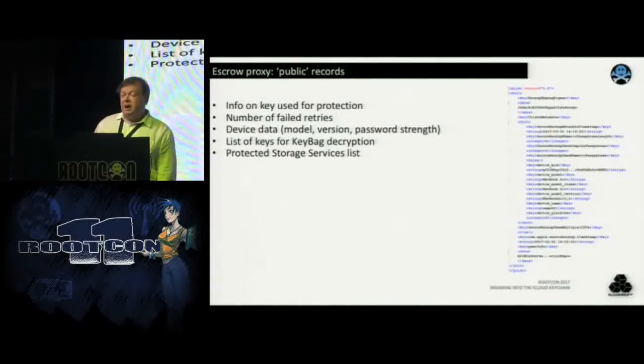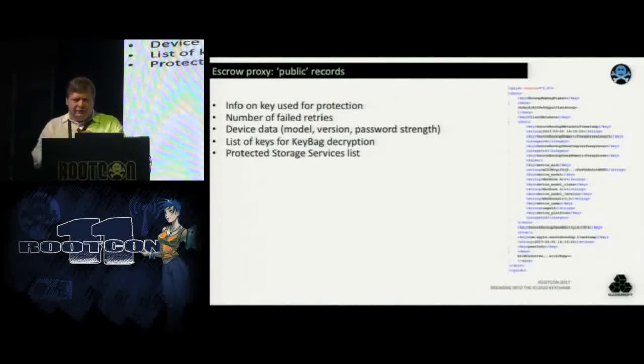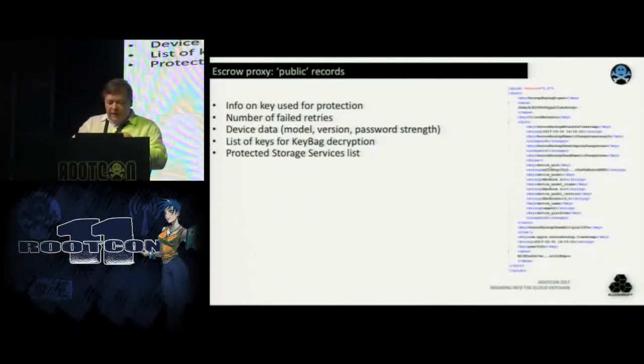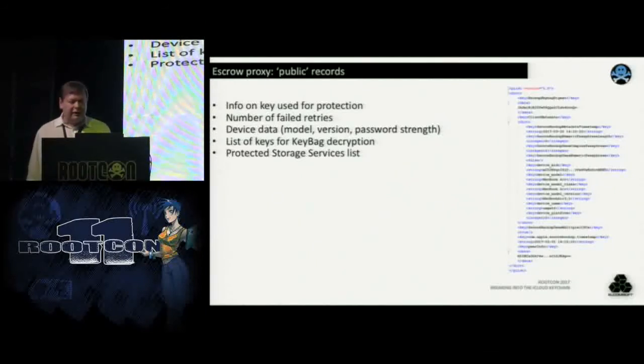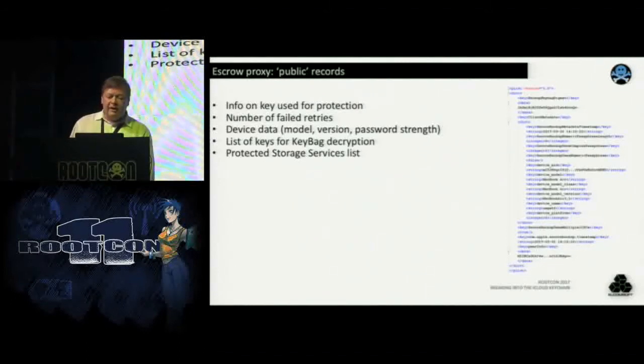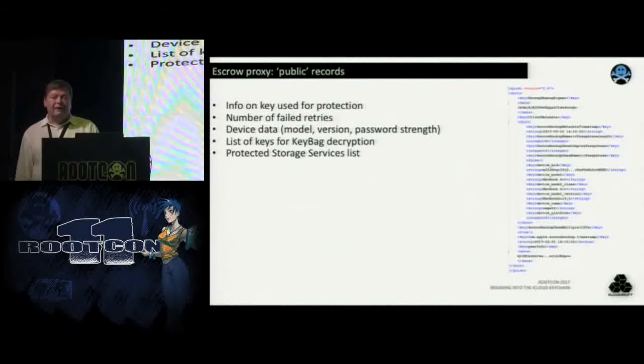There are also so-called public records in the keychain that are encrypted not so strongly. For example, there is an interesting thing: the number of already failed retries accessing the iCloud keychain is stored there. And there's also a list of the keys for the keybag decryption and the list of the protected storage services. And also the device data, the model and version, and also the password strength on every device. It is also stored in XML.